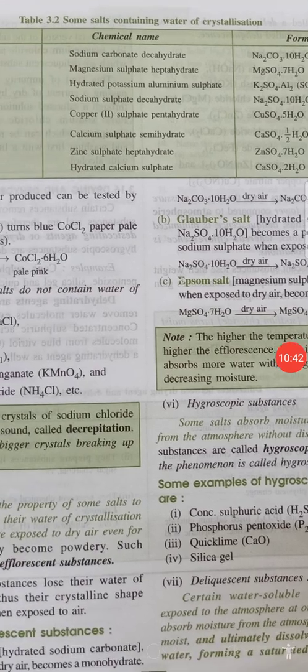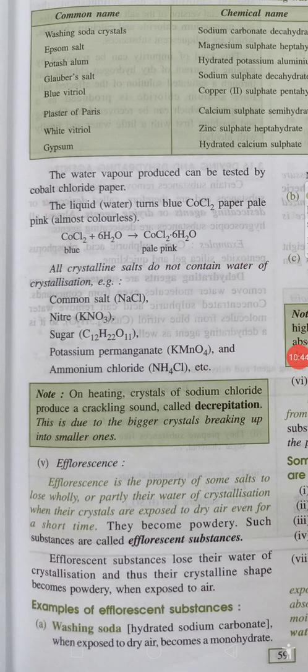And now children, we come to the next part, that all the crystalline salts do not contain water of crystallization, like NaCl, which is common salt. It comes in the form of crystals, but it does not contain water of crystallization. Then niter, potassium nitrate, then sugar molecules, potassium permanganate, KMnO4, ammonium chloride, they come as crystals, but these salts do not contain water of crystallization.